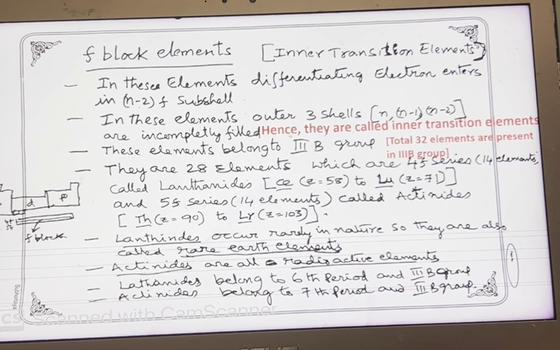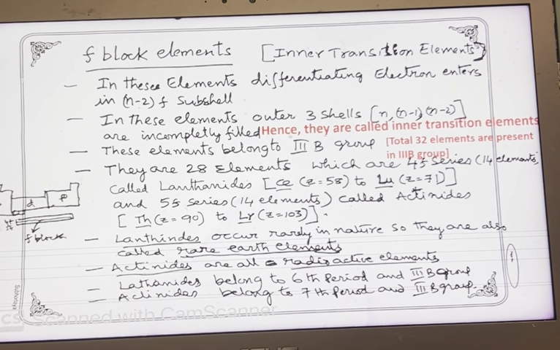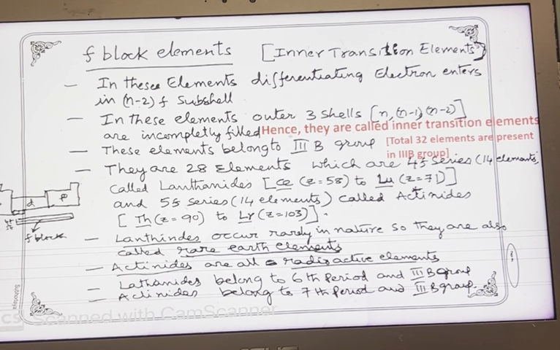If the last electron enters the p subshell, then that element belongs to the p block. If the last electron, the differentiating electron, enters a d subshell, we say that element belongs to the d block. So, the s, p, d blocks we have already dealt with in the previous video.